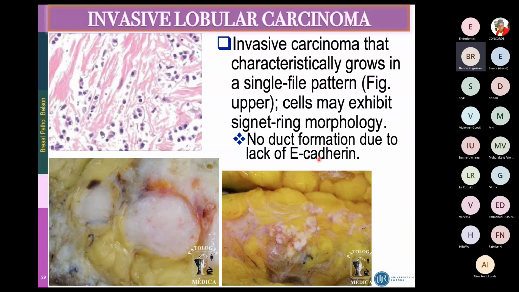So they lose E-cadherin in cases of invasive lobular carcinoma. They don't have E-cadherin, and therefore the cells are not cohesive. So when they are not cohesive, they can infiltrate very easily.